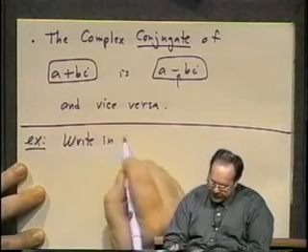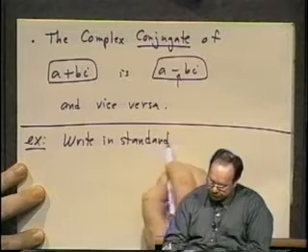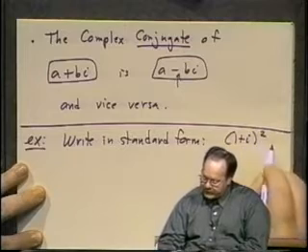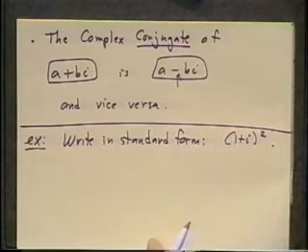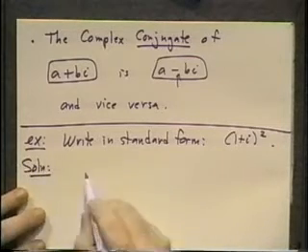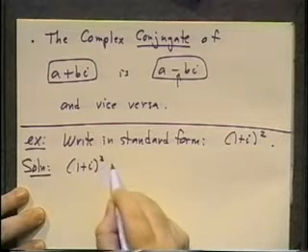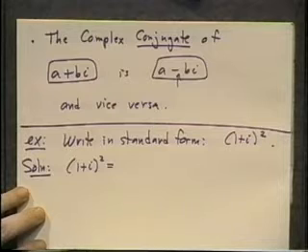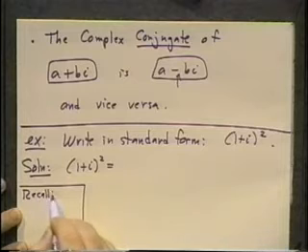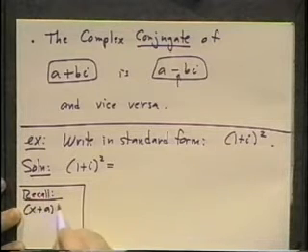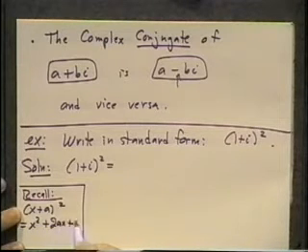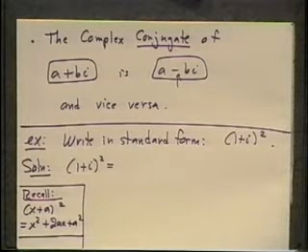Write in standard form the following complex number, 1 plus i quantity squared. So we take (1 plus i) squared, we want to write it in standard form. So the solution is quite easy. We take (1 plus i) squared. Now that is a binomial squared. You may recall, let me jot that down here in the corner. This is something you should have memorized by now, that if we take (x plus a) quantity squared, we get x squared plus 2ax plus a squared. Now that's something that should be commonplace to you by now.